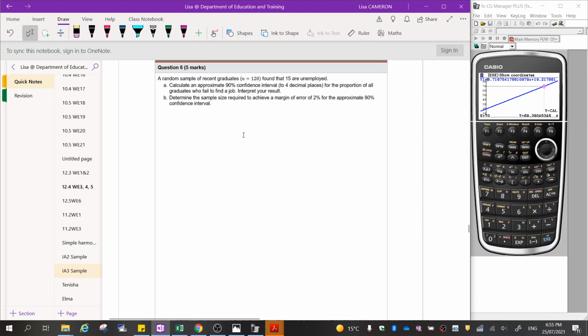A random sample of graduates found that 15 are unemployed out of a sample of 120. Calculate an approximate 90% confidence interval to 4 decimal places for the proportion of all graduates who fail to find a job. Interpret your results.